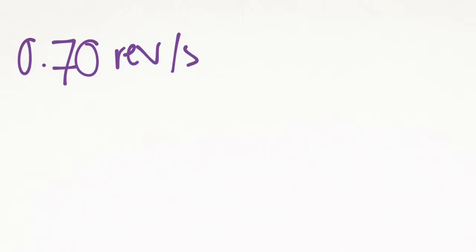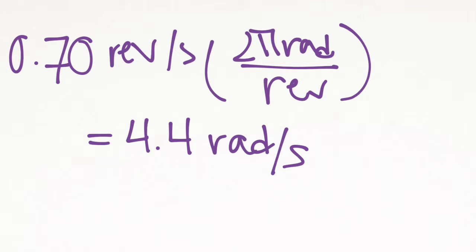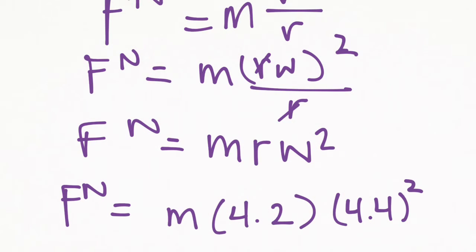Knowing that our angular velocity is 0.7 revolutions per second, which we must change to radians per second because that is the unit of angular velocity, we can do that by multiplying by 2 pi, so that equals 4.4 radians per second. Then we can plug this into our old formula, which gives us N equal to the mass times 4.2 times the angular velocity 4.4 squared.